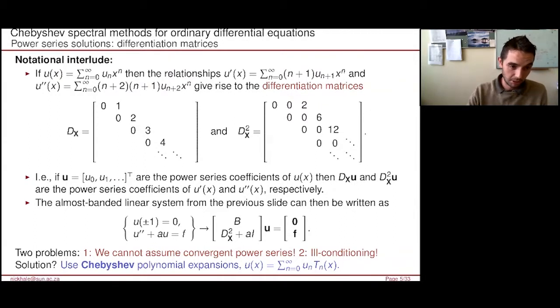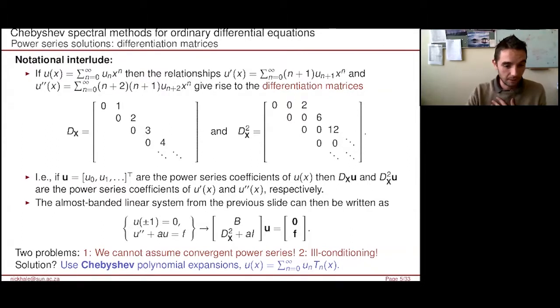So here's the power series solution, or the power series representation of the solution we had before. And this, again, just suppose it exists. And these were the relationships we had for the derivatives. It turns out I can write these themselves in matrix form, and I'm going to call these things differentiation matrices. So here's the one corresponding to the first derivative, that's this one. Here's the one for the second derivative, that's this one.